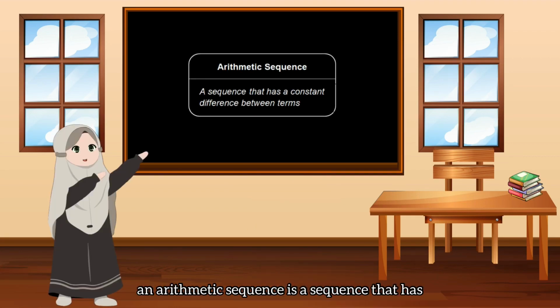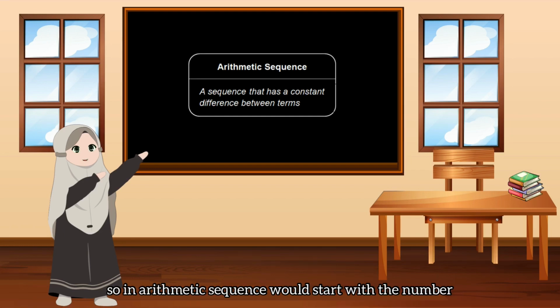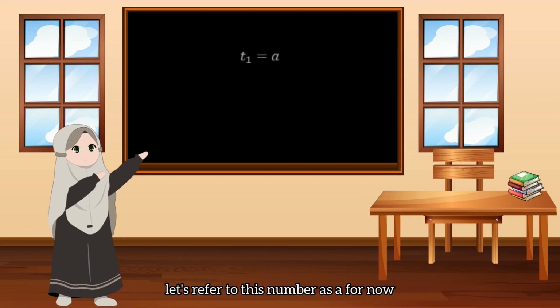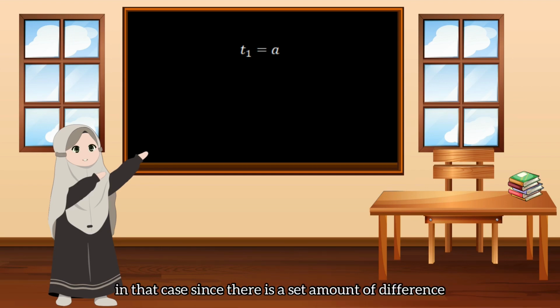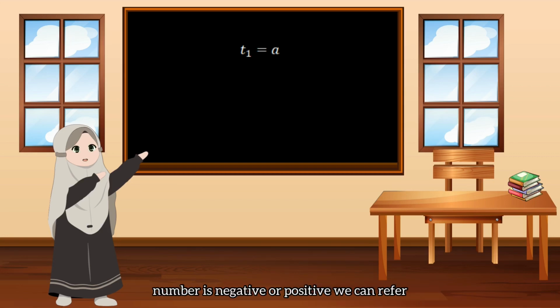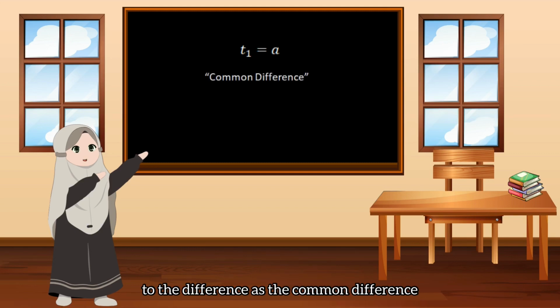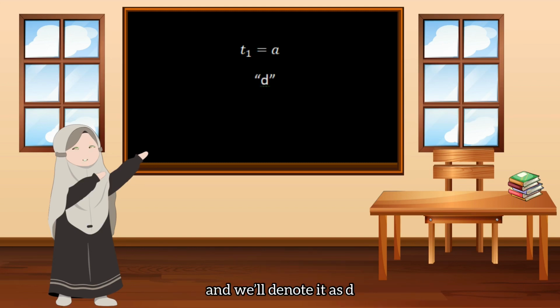An arithmetic sequence is a sequence that has a constant difference between terms. So, the formula is structured in a way that would look linear in nature. In an arithmetic sequence, we'll start with a number. Let's refer to this number as A for now. Since there is a set amount of difference that is always being added on, whether that number is negative or positive, we can refer to the difference as the common difference and denote it as D.